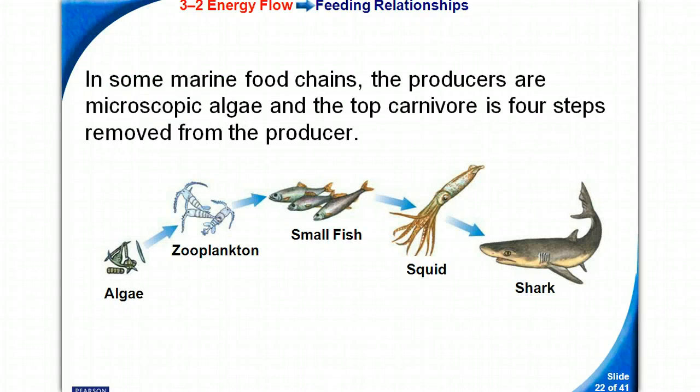In some marine food chains, the producers are microscopic algae, and the top carnivore is 4 steps removed from the producer. Okay, so as you see here, the algae, that's the plant in the very beginning, is eaten by the zooplankton, which is eaten by the small fish, which in turn is eaten by the squid, and then the squid is eaten by the sharks. So this is the bottom of the food chain, and this is the top of the food chain. Sharks are considered apex predators, being at the top of the food chain.